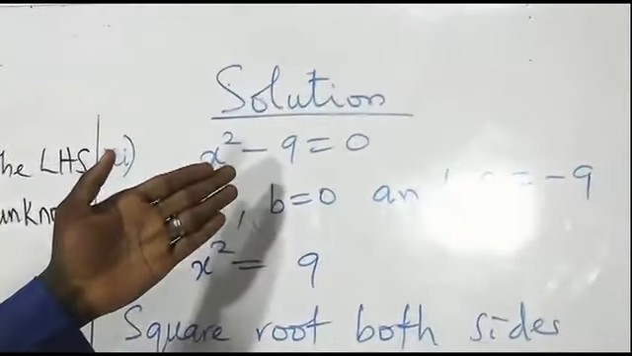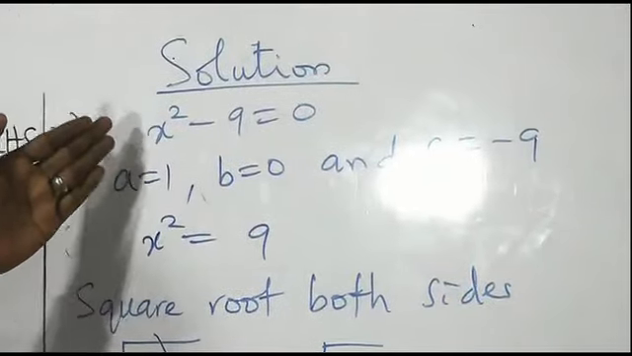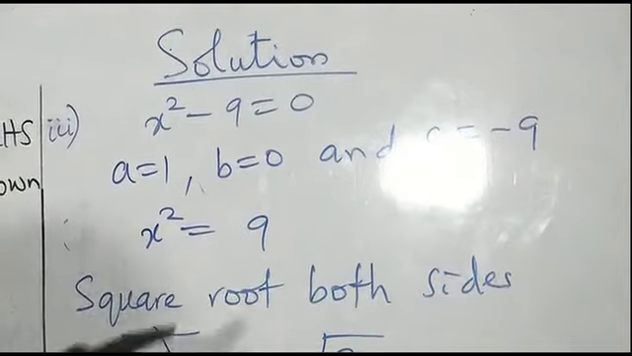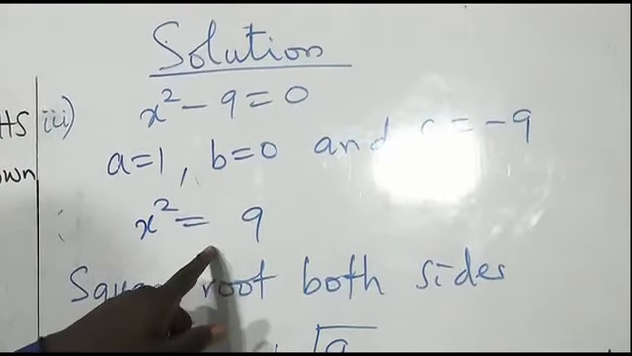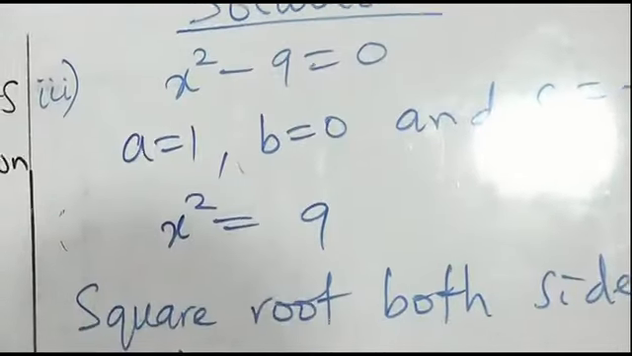The third example here, the b term is not there, the term with x is not in the question, and the coefficient of x squared is 1. So you don't need to divide through by 1, and you don't need to add anything to this equation because the term on the left-hand side is already a square.